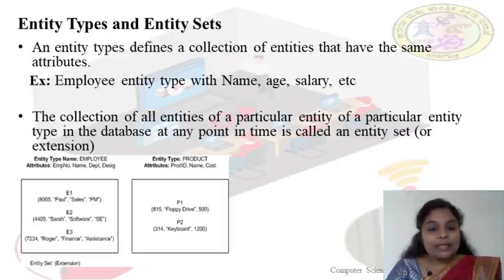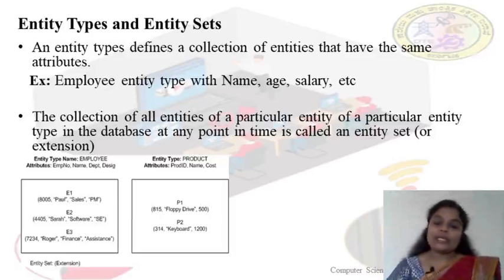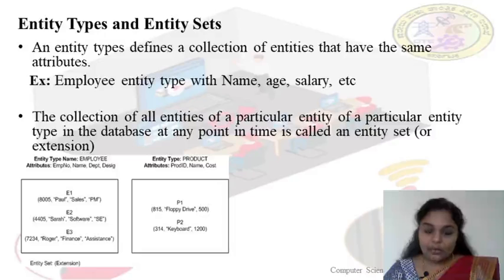See, I'm using entity type and entity set repeatedly. Please be clear with these terms. It's very important. Employee is an entity type, but Paul is an entity because he is a physical real world object. A collection of real world objects is our entity type. And sets means, as we know, in a group of people we select only a few depending on a few conditions. That comes under our entity sets.